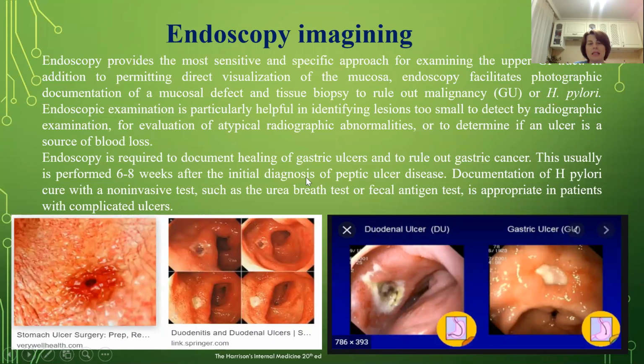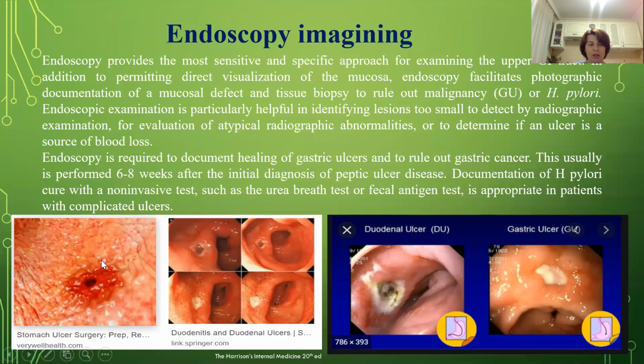Endoscopy provides the most sensitive and specific approach for examining the gastrointestinal tract, upper or lower part either. In addition to permitting direct visualization of the mucosa, endoscopy facilitates photographic documentation of a mucosal defect and tissue biopsy to rule out malignancy and Helicobacter pylori infection. Endoscopic examination is particularly helpful in identifying lesions too small to detect by radiographic examination, for evaluation of typical radiographic abnormalities, or to determine if an ulcer is the source of the blood loss.